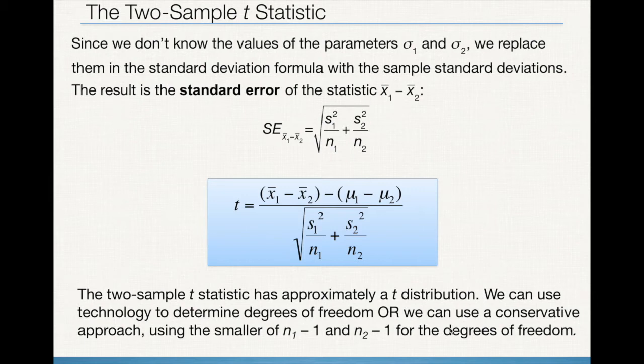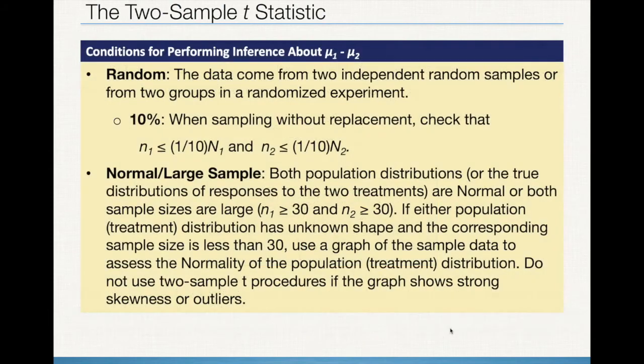When we're using technology, it will deal with the degrees of freedom differently. But if you are using a conservative approach, you are going to choose whichever degree of freedom is smaller when we do the subtraction from each sample size. So again, you notice that they're saying n1 minus 1 and n2 minus 1. Whichever one is smaller will be the degree of freedom that you use in your future calculations.